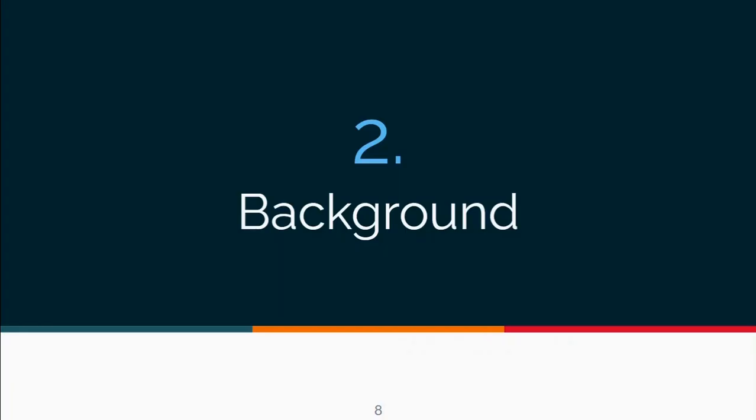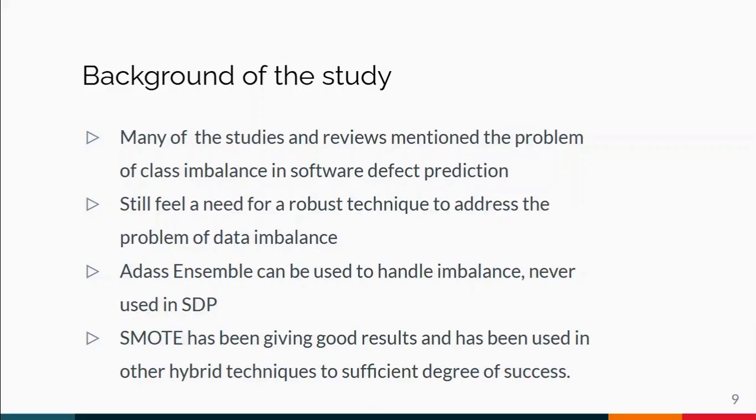Section 2. Background of the study. Predicting software defects is a central area of research in software engineering. Discussion around handling imbalance in software defect prediction has been happening for a long time. We still feel there is scope for developing a model that can give better results.